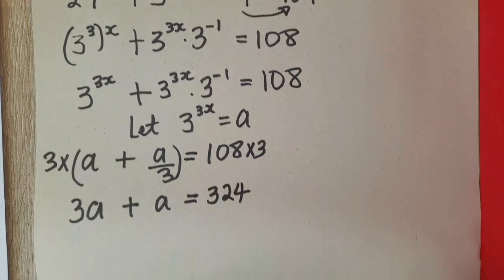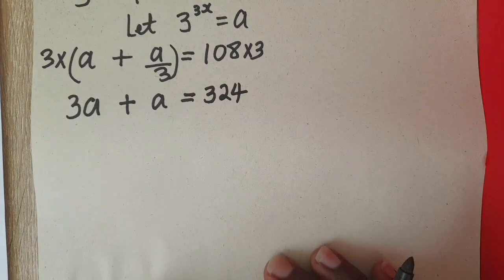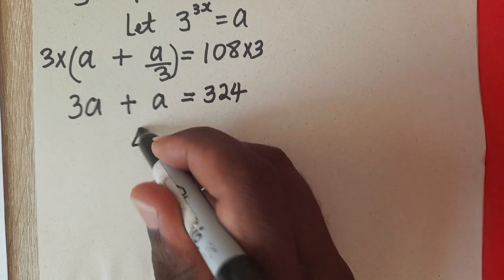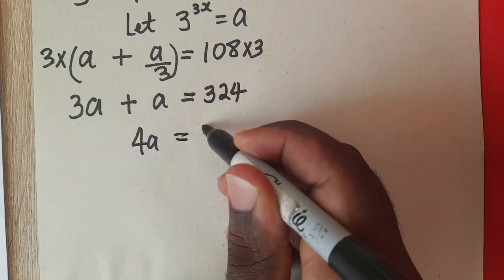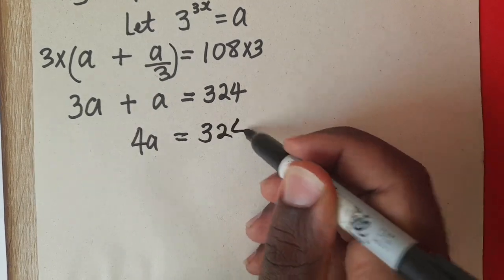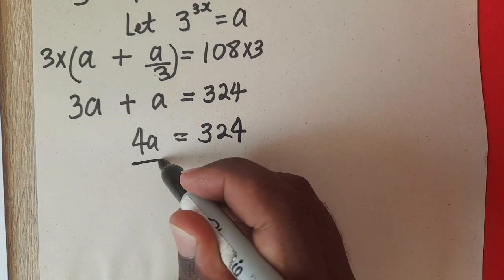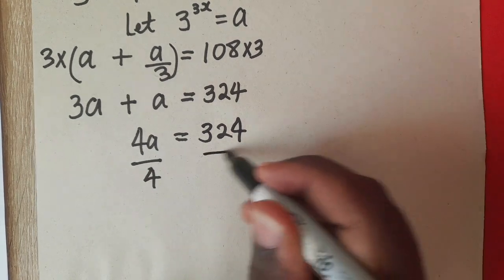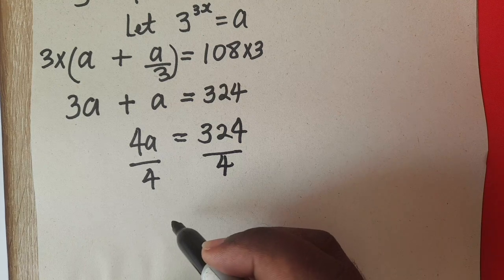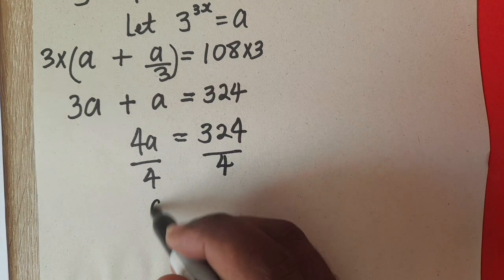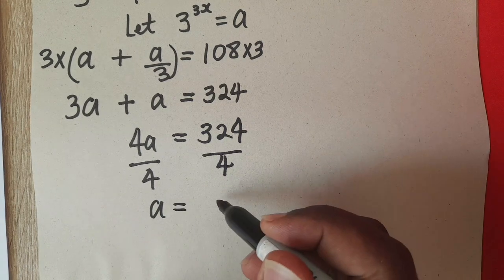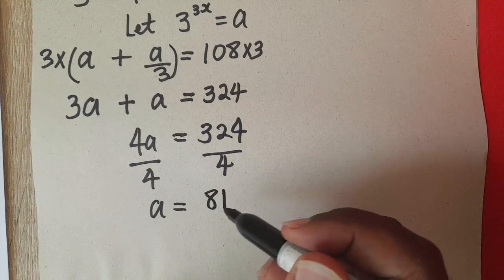So now when you look at that equation, it's a lot simpler to simplify. So we look for the like terms. So 3a plus a is 4a equals 324. And then it's a one-step equation. Divide both sides by 4. And the value of a, when you divide both sides by 4, you get 81.